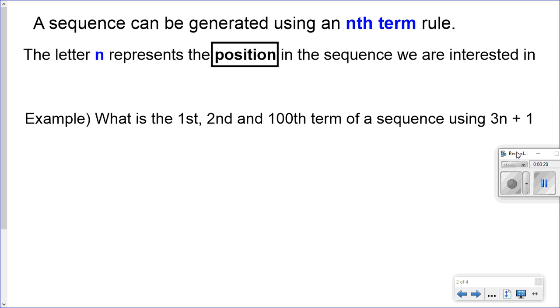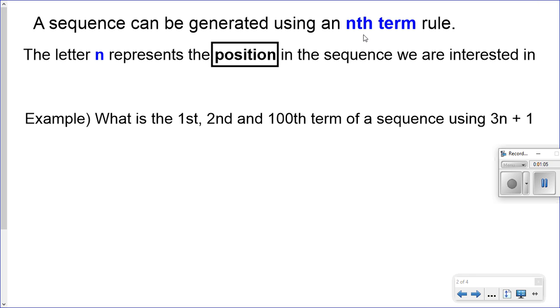So sequences are all about finding patterns between either the numbers or pictures, whatever you've got, where there's something that can be continued by trying to find some sort of relationship between one term and the next. Now, a sequence can be generated using what we call an nth term rule. This letter n in the nth term rule is a letter that we use to represent a certain position in the sequence that we're interested in.